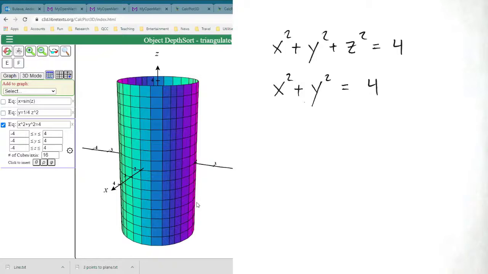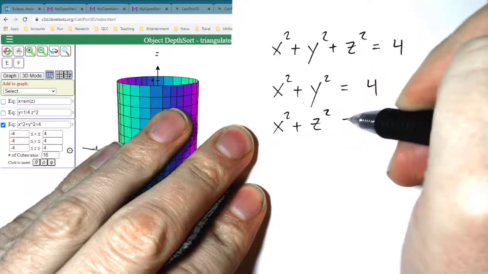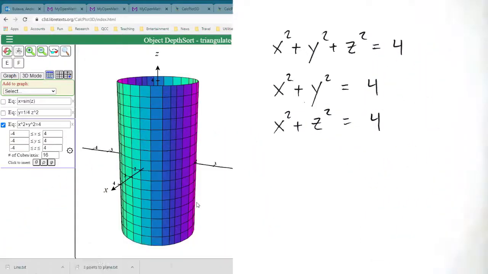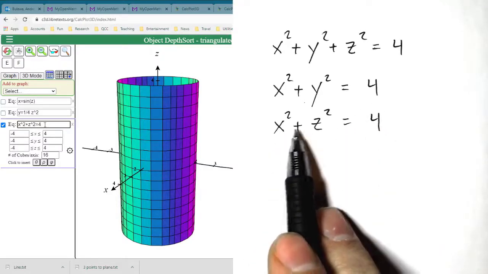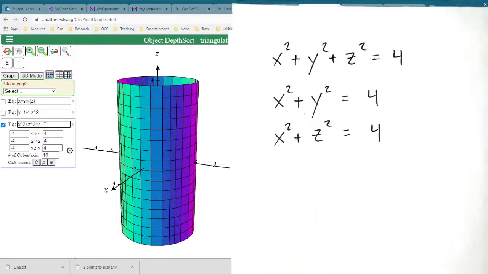Now what if I change things a little bit more? What if I made it x squared plus z squared equals 4? What am I going to get then? Let's go in and think about that. Maybe pause the video, make a guess. Okay, well, here's what I'm thinking. If I'm saying x squared plus z squared equals 4, that should be a circle again in the xz plane.